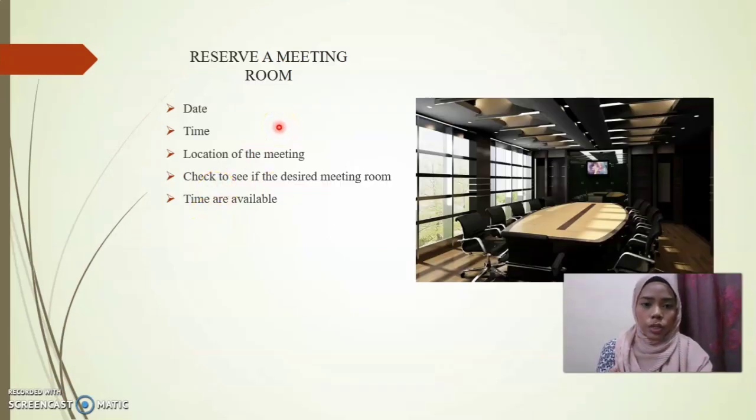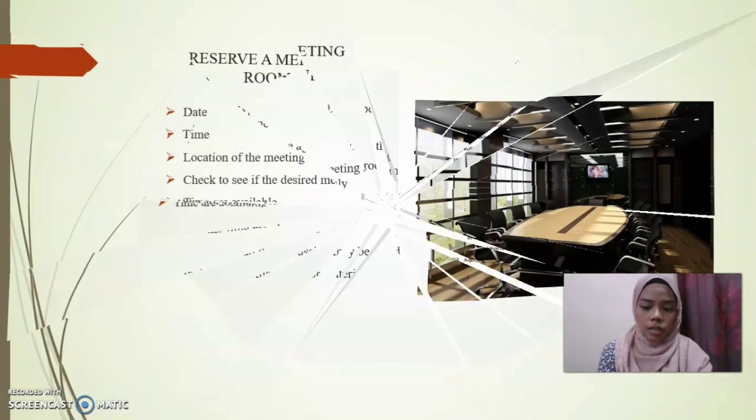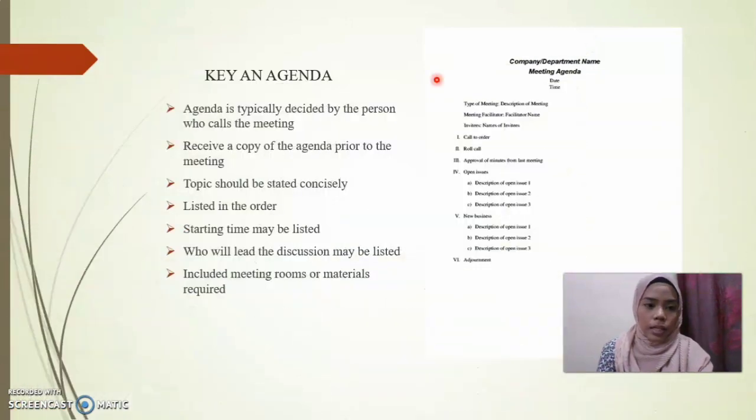When you want to reserve a meeting room, you have to make sure you know the date, time, and location of the meeting. Check to see if the desired meeting room and time are available. Make sure the date that you are choosing is not overlapping with other things. Okay. Next is create an agenda.